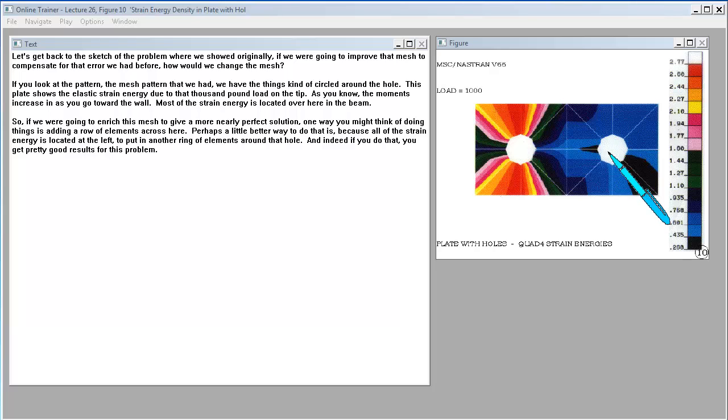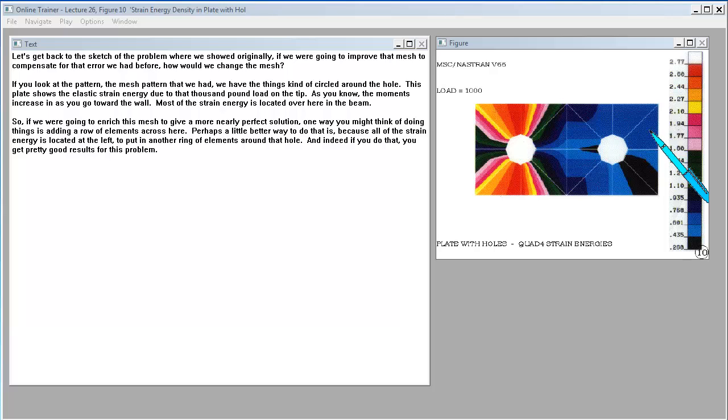This plot shows the elastic strain energy due to that 1,000-pound load on the tip. As you know, the moment's increasing as you go toward the wall. Most of the strain energy is located over here in the beam. So if we were going to enrich this mesh to give a more nearly perfect solution, one way you might think of doing things is adding a row of elements across here.